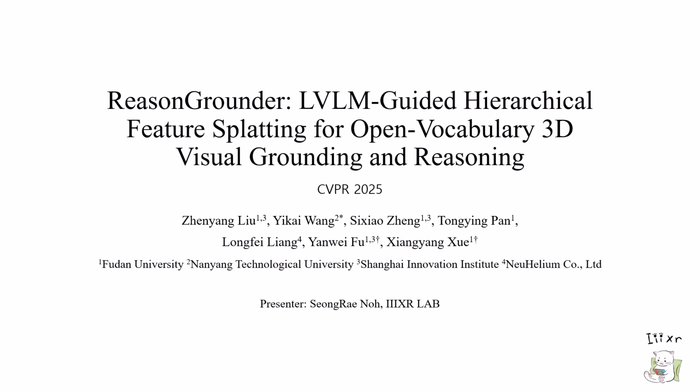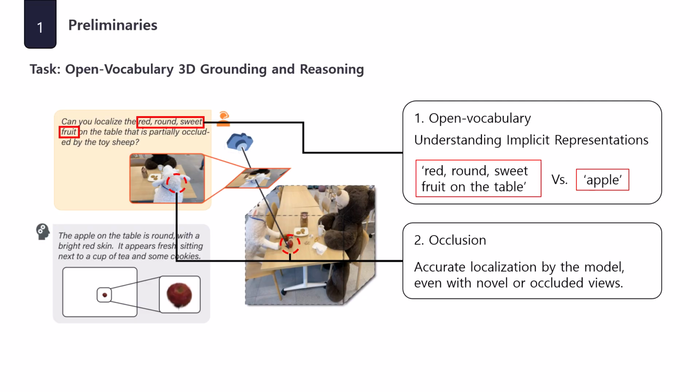Today, I'll be presenting the paper titled ReasonGrounder: LVLM-Guided Hierarchical Feature Splatting for Open Vocabulary 3D Visual Grounding and Reasoning. This paper has been accepted to CVPR 2025. The core task this paper addresses is Open Vocabulary 3D Grounding and Reasoning. This field tackles two key challenges in machine understanding of 3D vision.